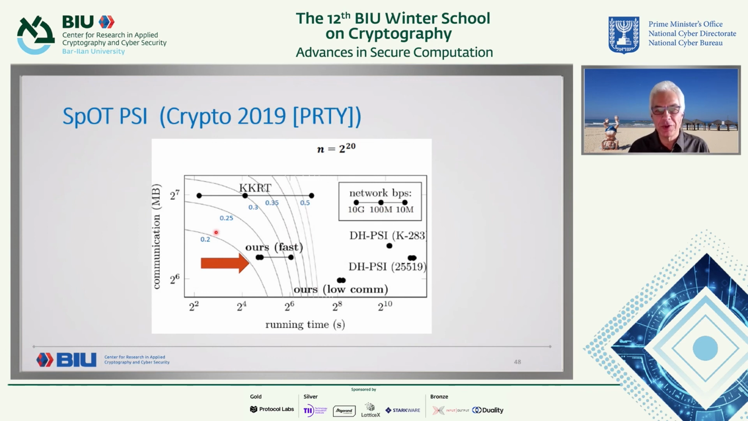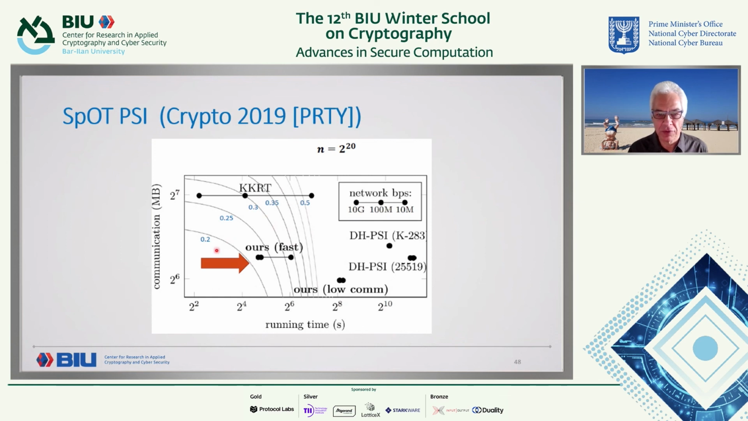So let's compare dollars. With a cloud service like AWS, they charge you something for CPU and they charge you for communication. These curves are equi-cost curves: you have the same cost spending this amount of communication and this amount of computation. So all points on this curve have the same cost.